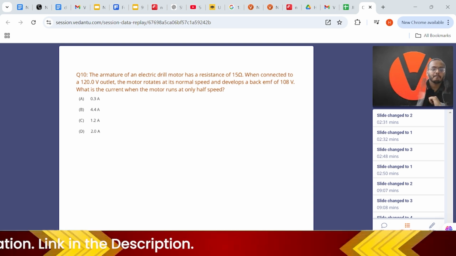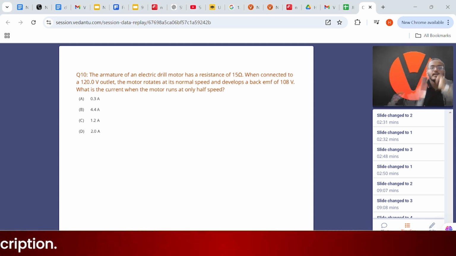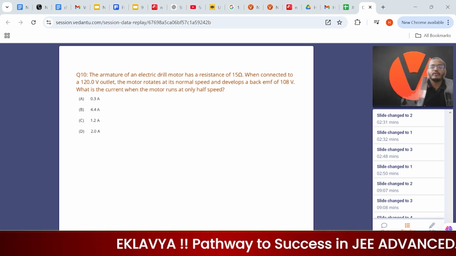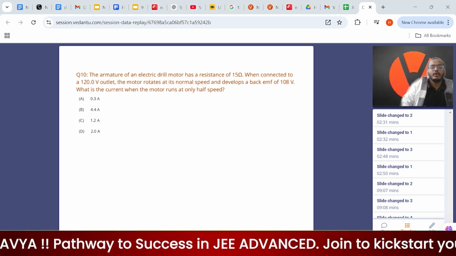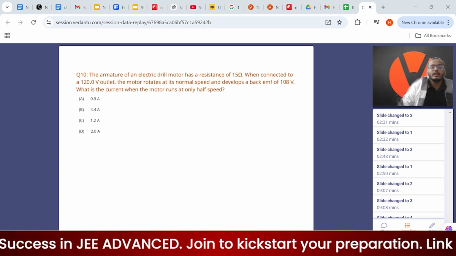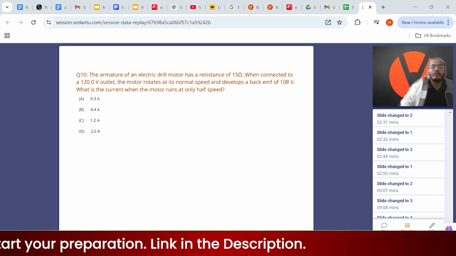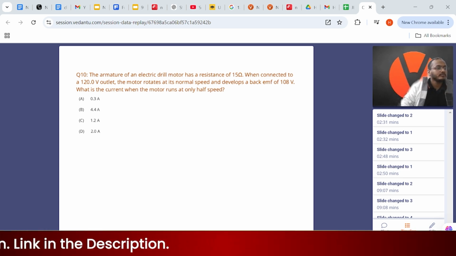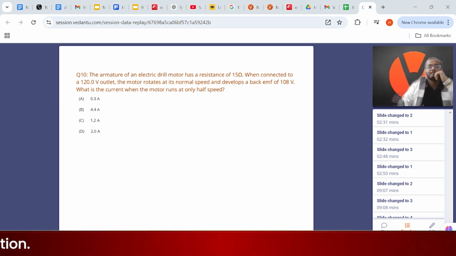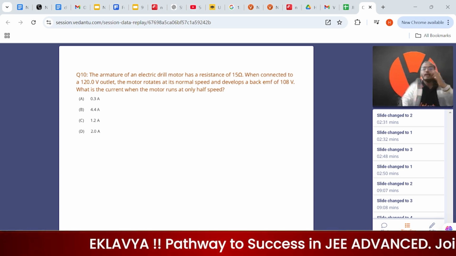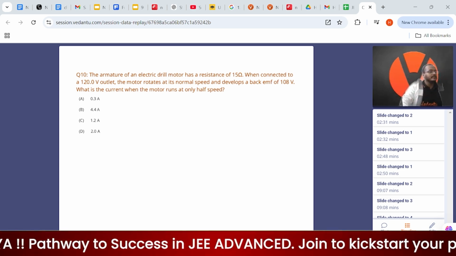Now, let's come to the next question. Question number 10. The armature of an electric drill motor has a resistance of 15 ohm when connected to a 120 volt outlet. The motor rotates at its normal speed and develops a back EMF of 108 volt. Now, what is the current when the motor runs only at half speed? So, what are they reducing? They are reducing it to half speed.